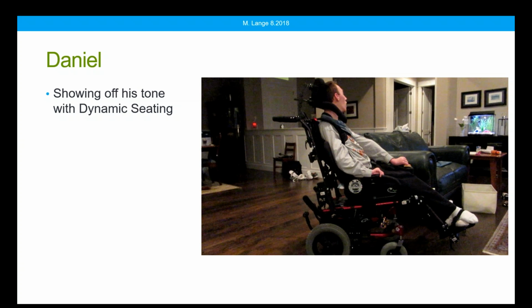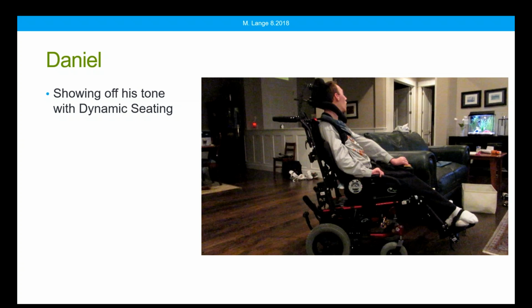So the movement that we see in dynamic seating is not always the same movement we would see if you or I sat in that chair and tried to move it. We sometimes see these more subtle movements where there's a slower movement at times into a more open or extended position, and then slowly returning more to a neutral position. And that's what happens with Daniel.